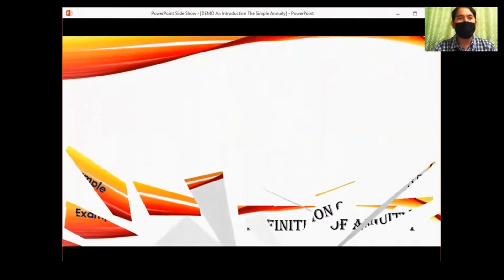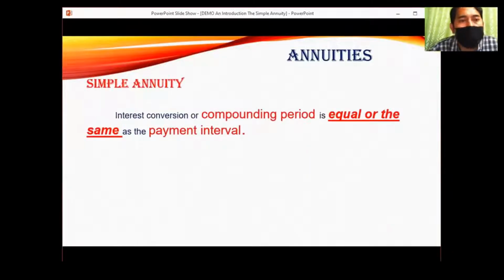Next, another concept to be understood. Ito na ang focus natin, magpo-compute tayo. Ano ang ibig sabihin ng simple annuity? There are keywords again. Pagka sinasabing simple annuity, ano ang mga keyword natin? Compounding period is equal, the same, magkapareho sa payment interval.